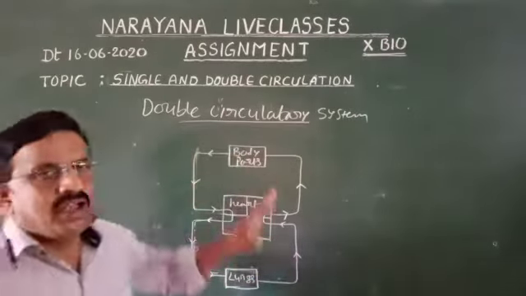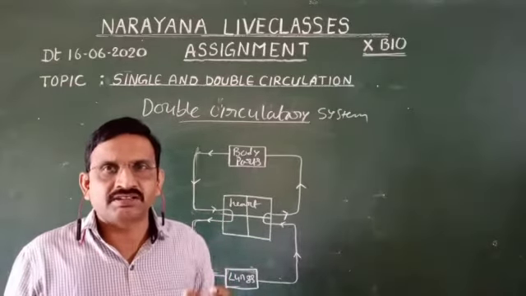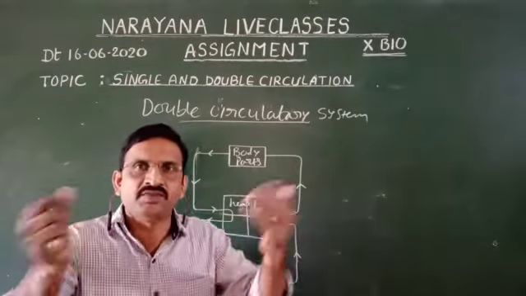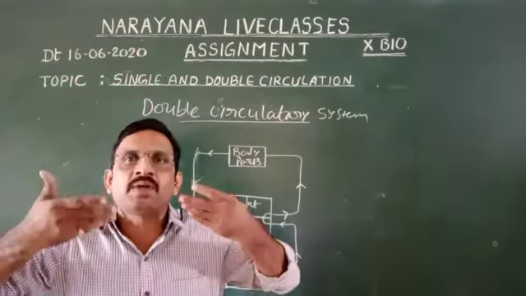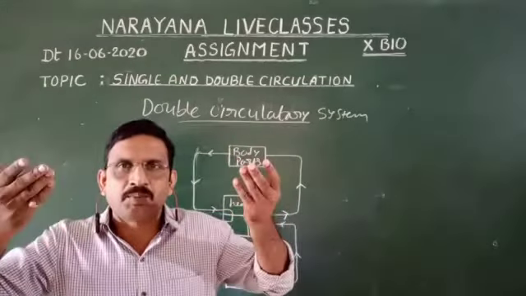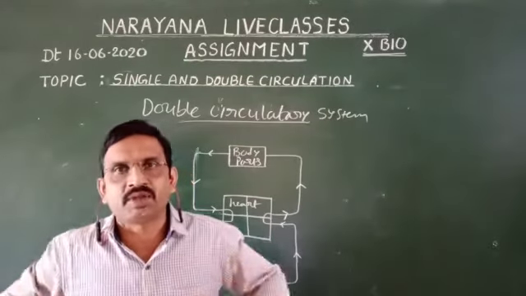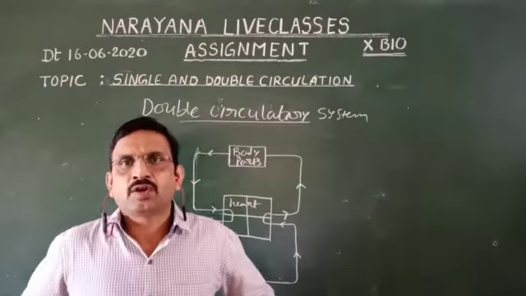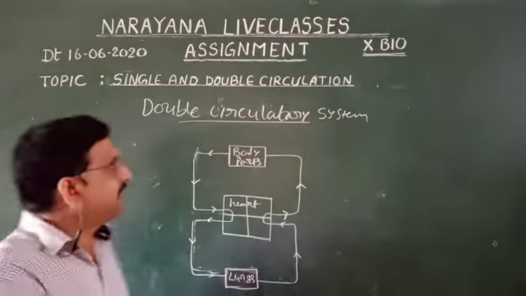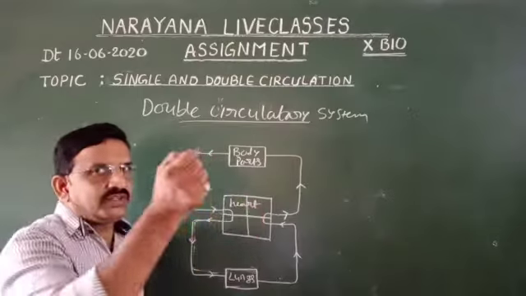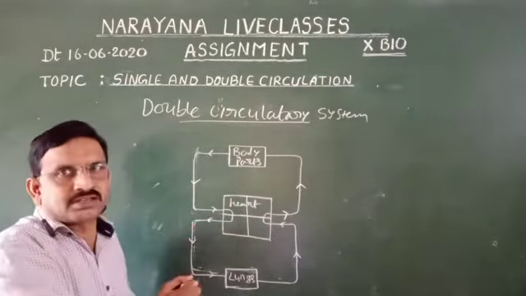Here first of all, the superior and inferior vena cava. Two types of major veins are there. The superior vena cava collects blood from the superior parts of the body, that means head, neck and all those parts. The inferior vena cava collects blood from the inferior parts of the body, that means thoracic cavity and legs. Both vessels open into the heart.